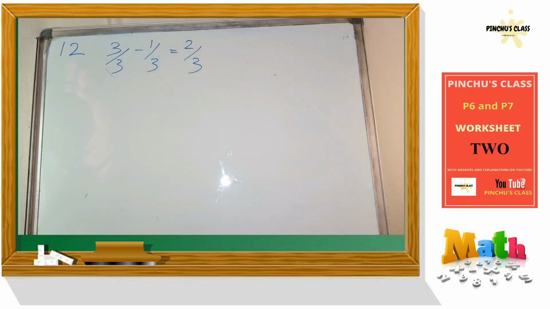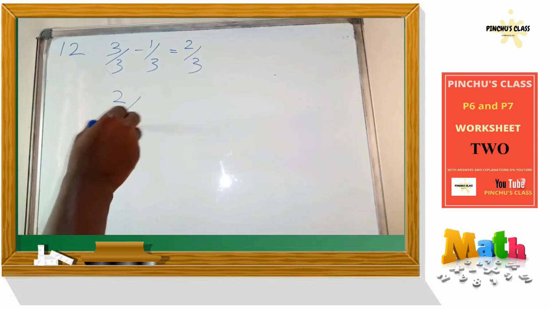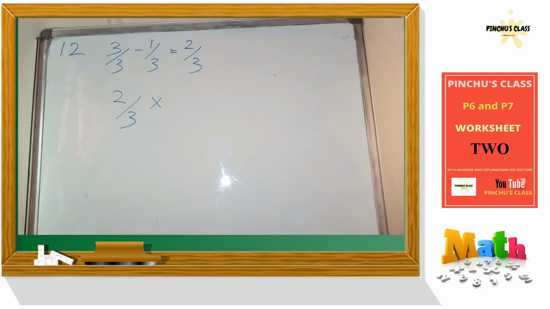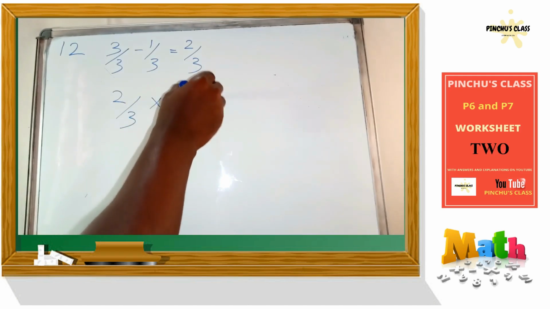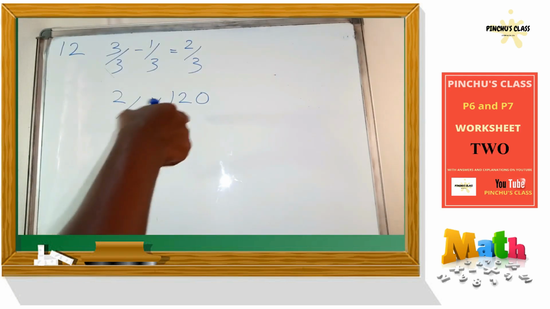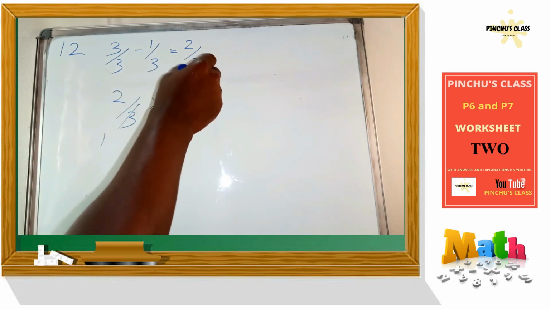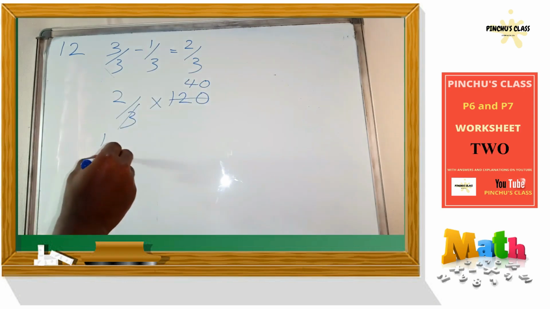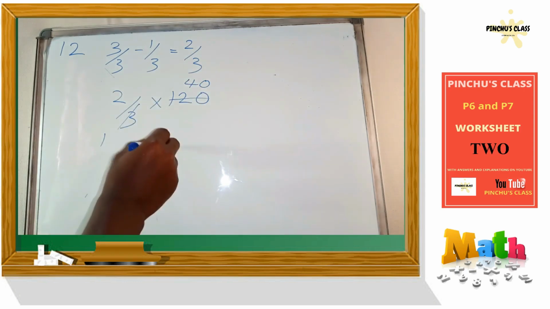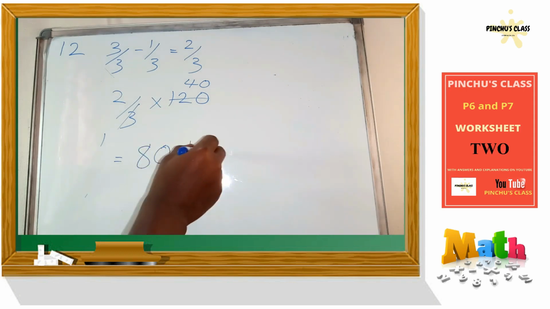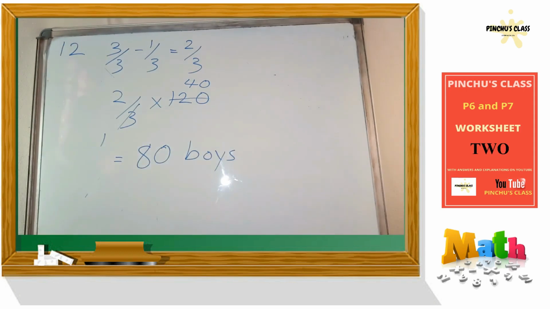Therefore, you're going to use the fraction for boys to find the total number of boys among those who took the test. So we are going to get 2 out of 3 times the total, which is 120. Now, as you can see that 3 is a factor of 120, so we can reduce by 3. This one is going to be 40. So 2 times 40 is going to give us 80. So those are 80 boys. So 80 boys took the test.